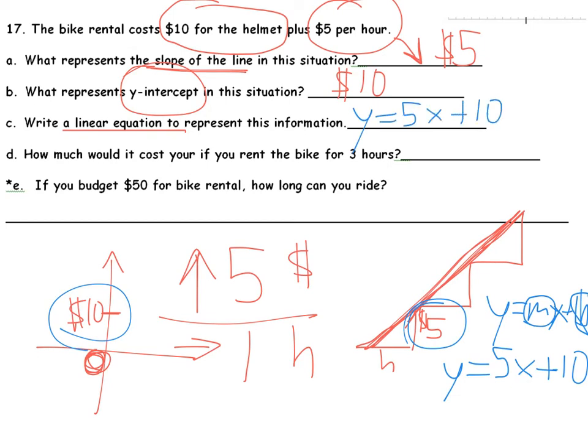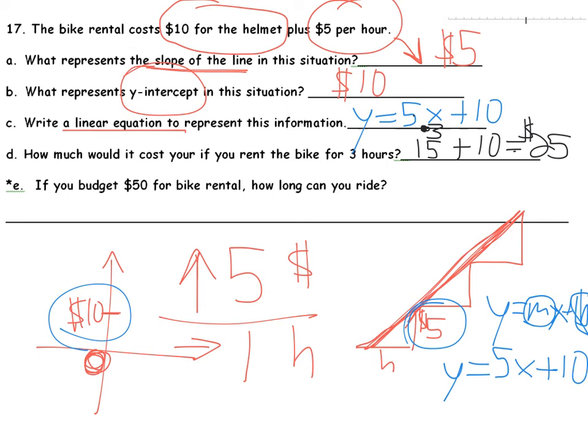Which makes sense. If I rent it for 0 hours, it costs $10. After 1 hour, it's $5 more. For 2 hours, it's going to be 2 times 5. For 3 hours, 3 times 5, and so on and so on. So how much would it cost to rent for 3 hours? I just plug in 3, and I get 3 times 5 is 15, plus 10 for the helmet equals $25.